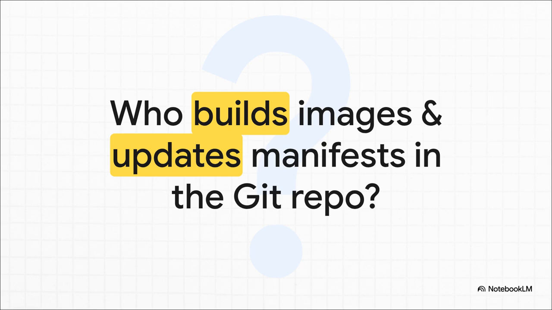It makes sure our cluster always matches our Git repo. But that brings up a really important question. How do the changes get into that Git repo to begin with? Who's actually building the new container image when a dev pushes some code? And who's updating the YAML file to tell Kubernetes to use that new image?